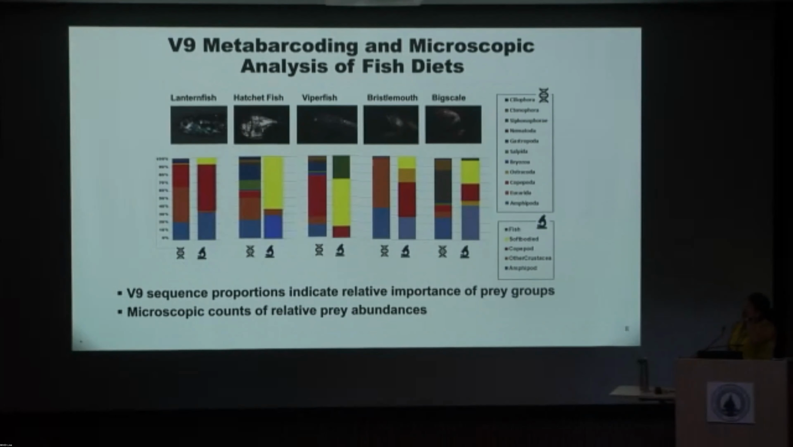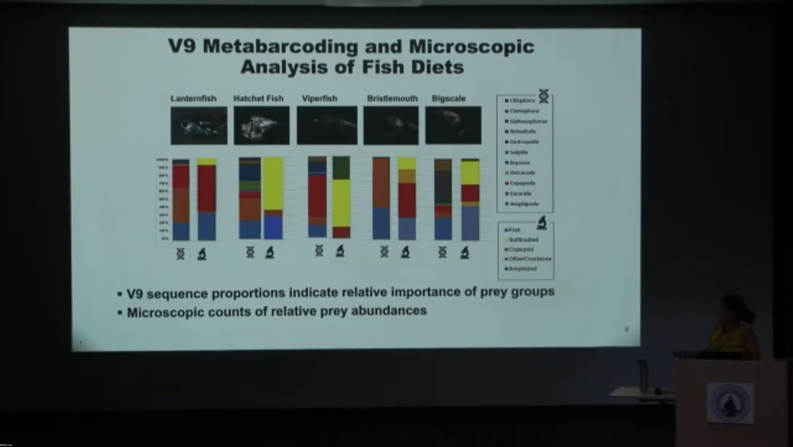And now jumping into our results, these are the results for the V9 metabarcoding analysis that we did and the microscope analysis of fish diet. Here are all the 5 fish species that we looked at and compared these results. These plots that I'll be presenting throughout my presentation have the relative abundance on the y-axis, and on the x-axis, I'll have different things that I'll be comparing. But in this case, I'm comparing the metabarcoding data identified with this icon of the whole double helix, and then the microscope for the microscope counts.